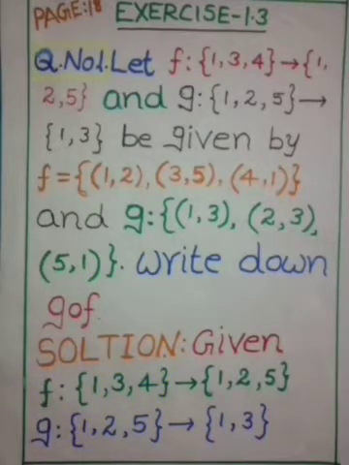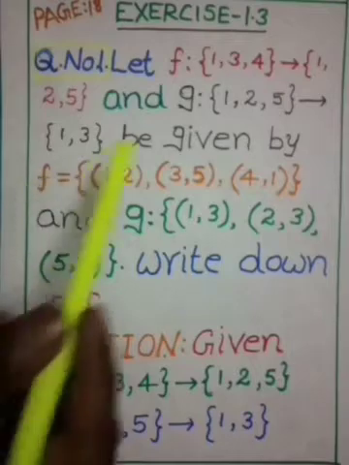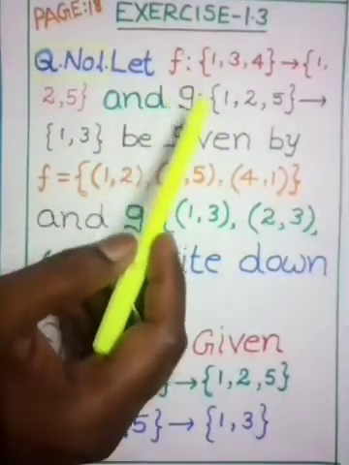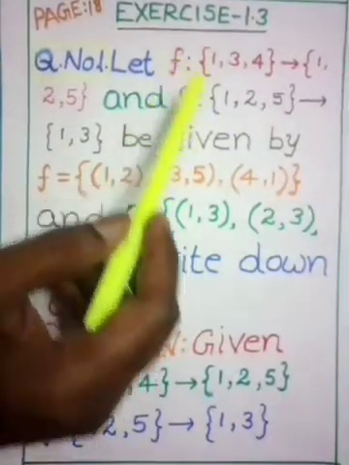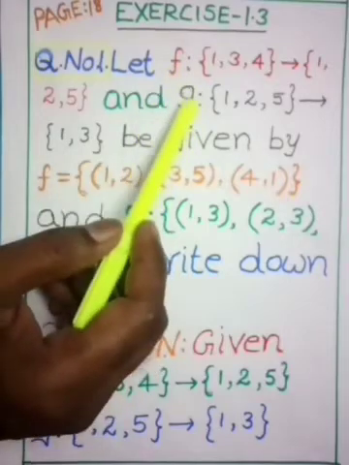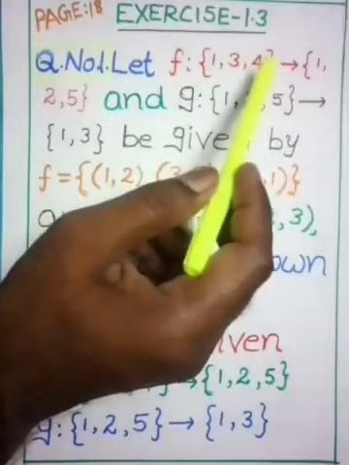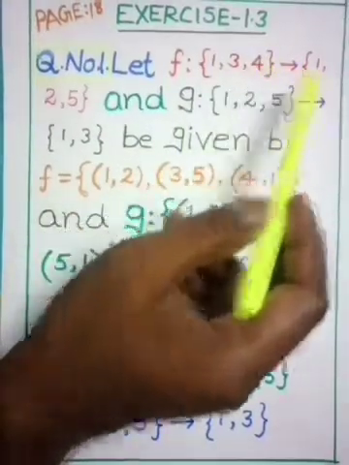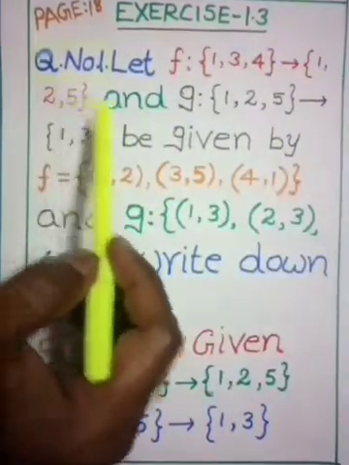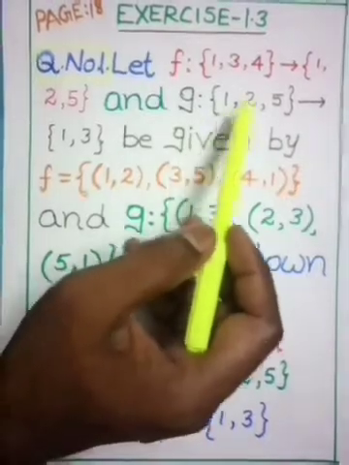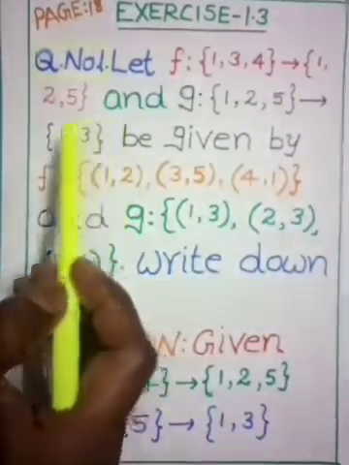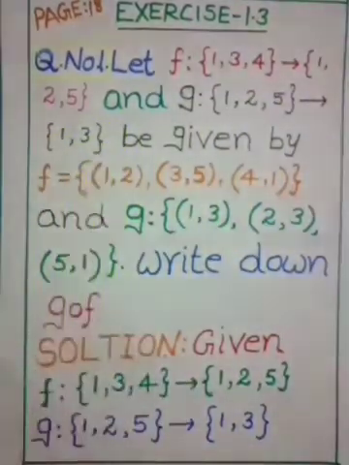Understood the question, my dear children? Here f is a mapping and g is a mapping. f is a function and g is a function. Two functions are given here. What is the domain of f? Set {1, 3, 4}. What is the codomain of f? Set {1, 2, 5}. What is the domain of g? {1, 2, 5}. What is the codomain of the function g? Set {1, 3}. Okay, my dear children.